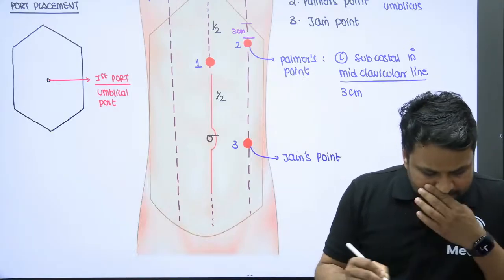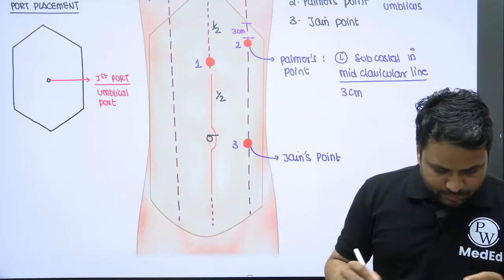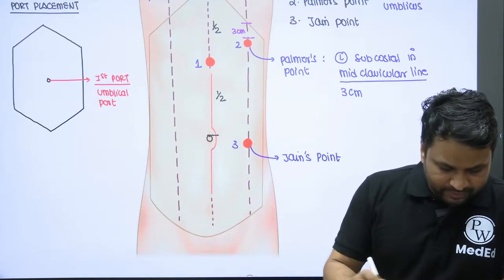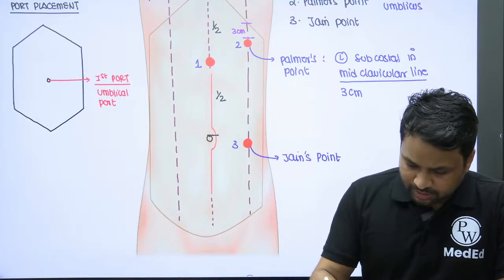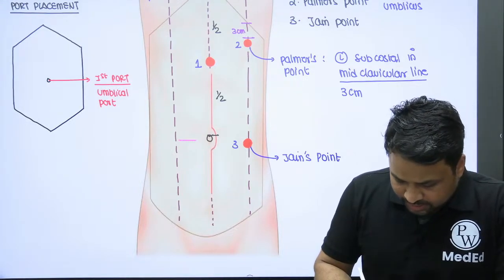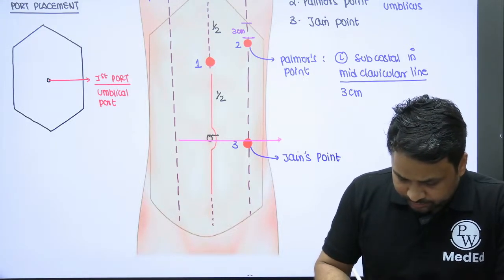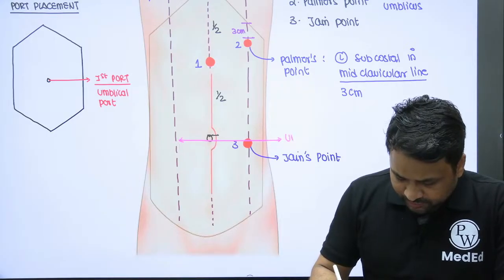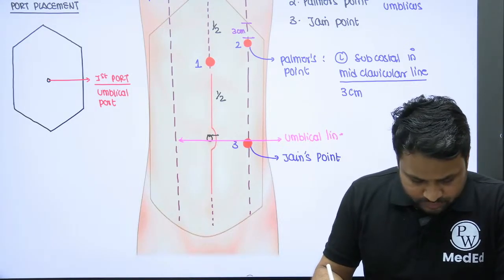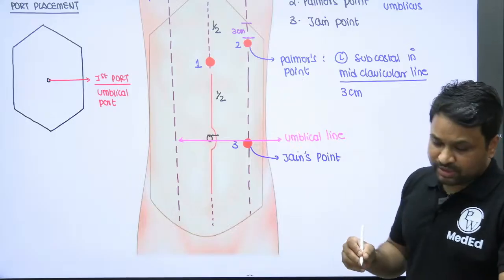So when you look at it, Jane's point is going to be at the level of the umbilicus. So you draw a line that's going to pass through the umbilicus. So this is the umbilical line. So you will find this at the level of the umbilical line. Okay. But where would you see it from the umbilical line?